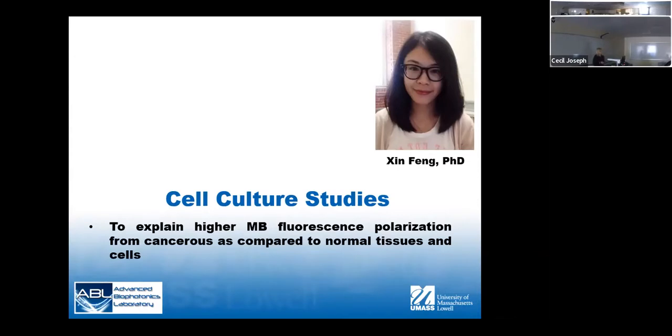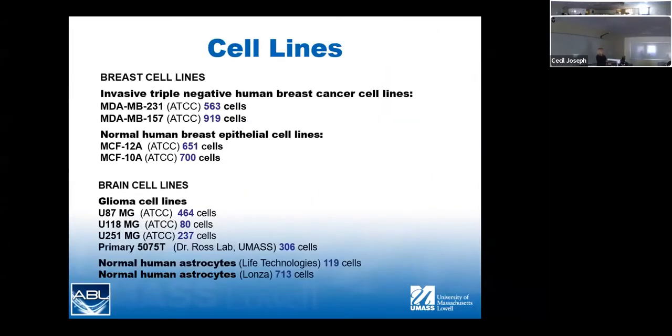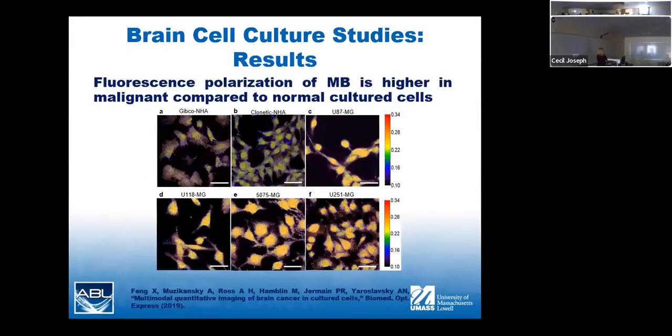And then on board came Xin Fang, who had an undergraduate major in biology. So she conducted cell culture studies. I warned her that most likely we'll have no good results and that will be a failed project. But she said, okay, I'll do it. And the goal was basically to confirm that indeed we see high fluorescence polarization in cancer and explain why we see high fluorescence polarization.